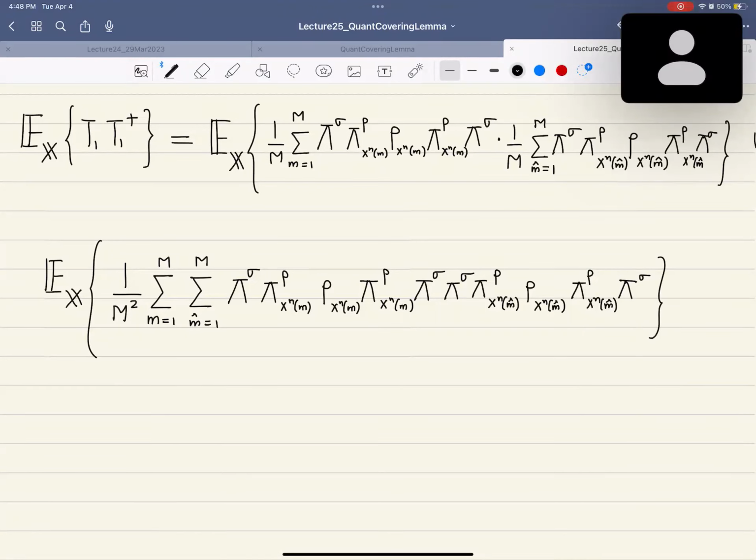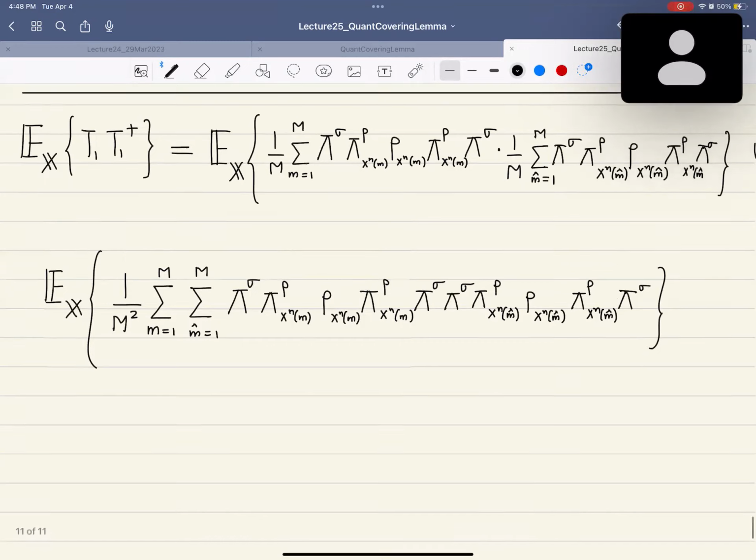Okay, I think I'm going to continue this the next time. So there are two terms. When m is not equal to m hat, that term cancels with this term, just cancels out. When m equals m hat, you will see the terms: you have the same variable here, same operator here and same operator here.